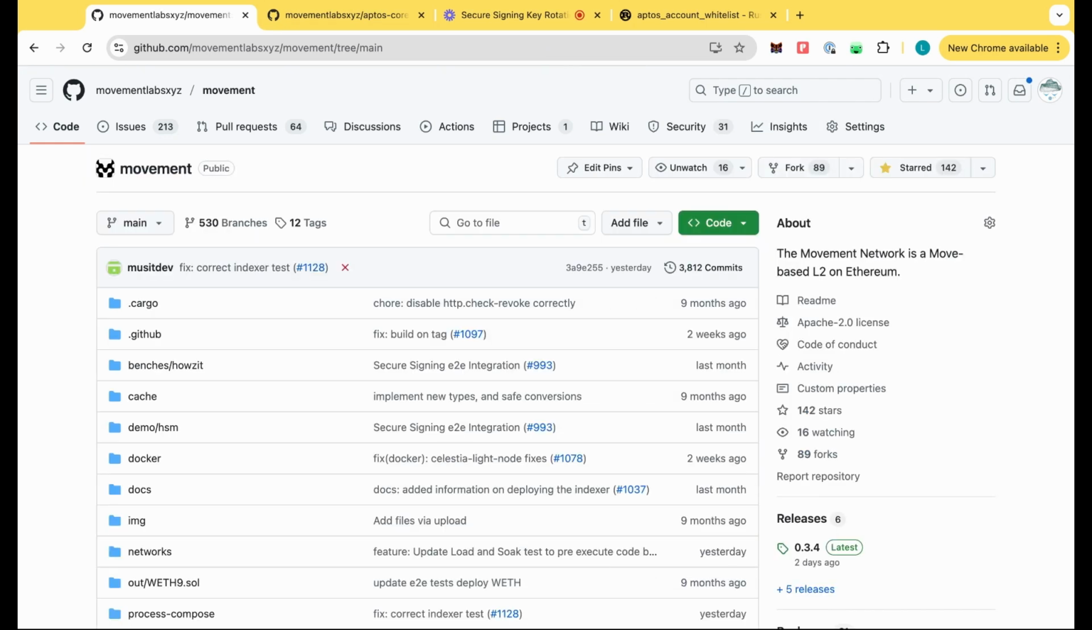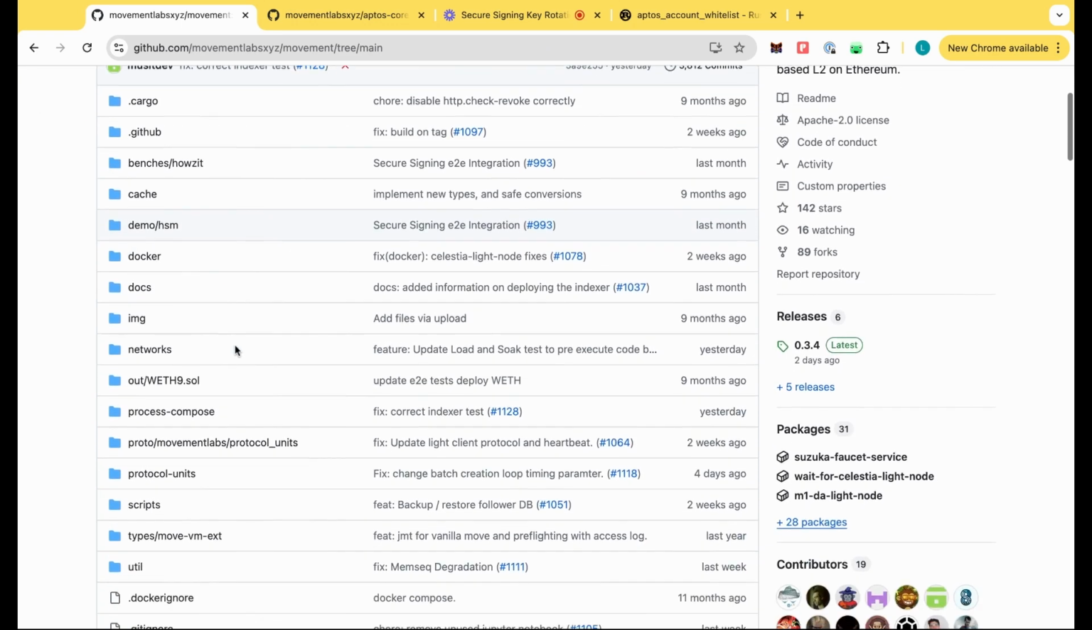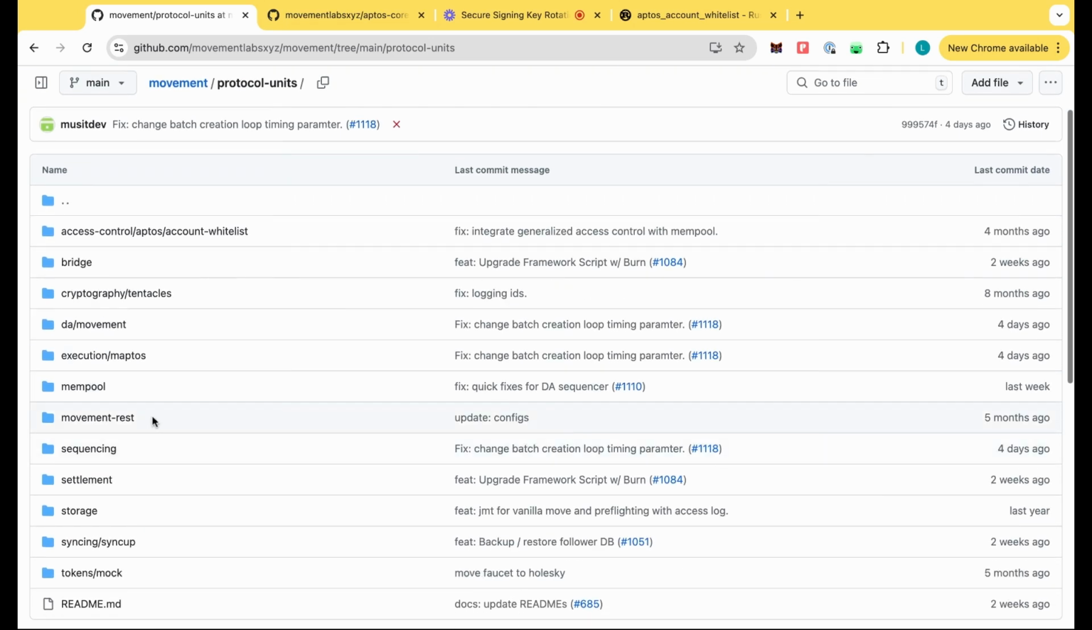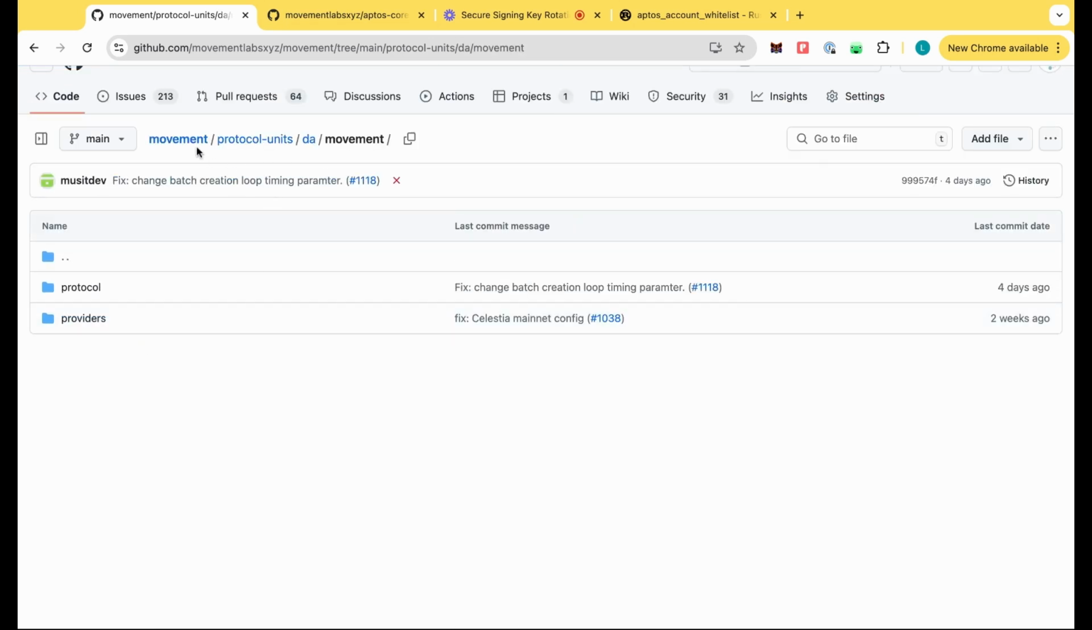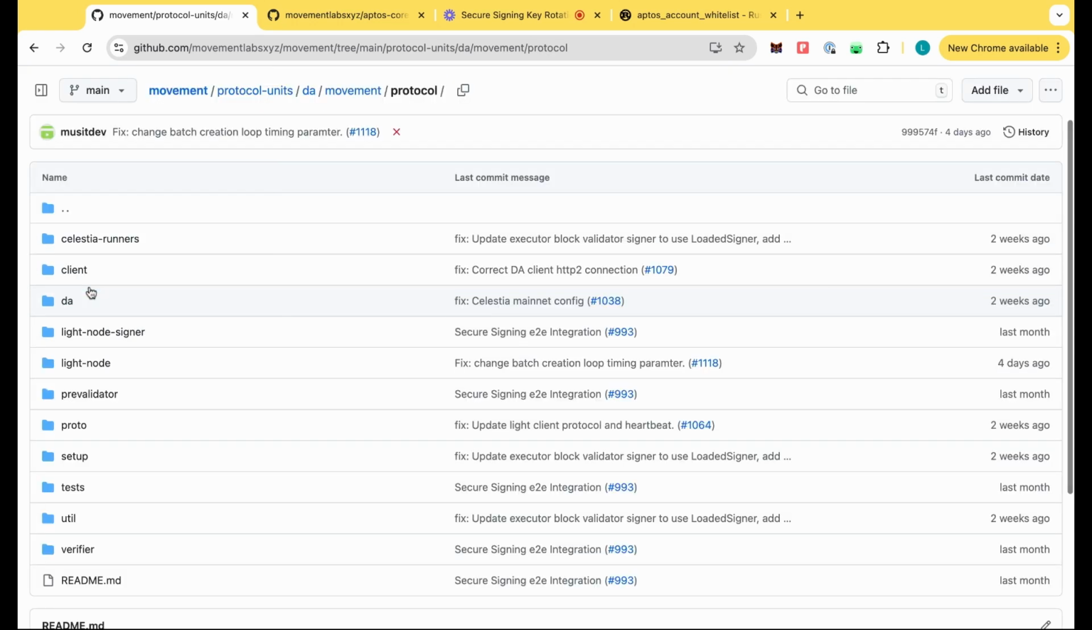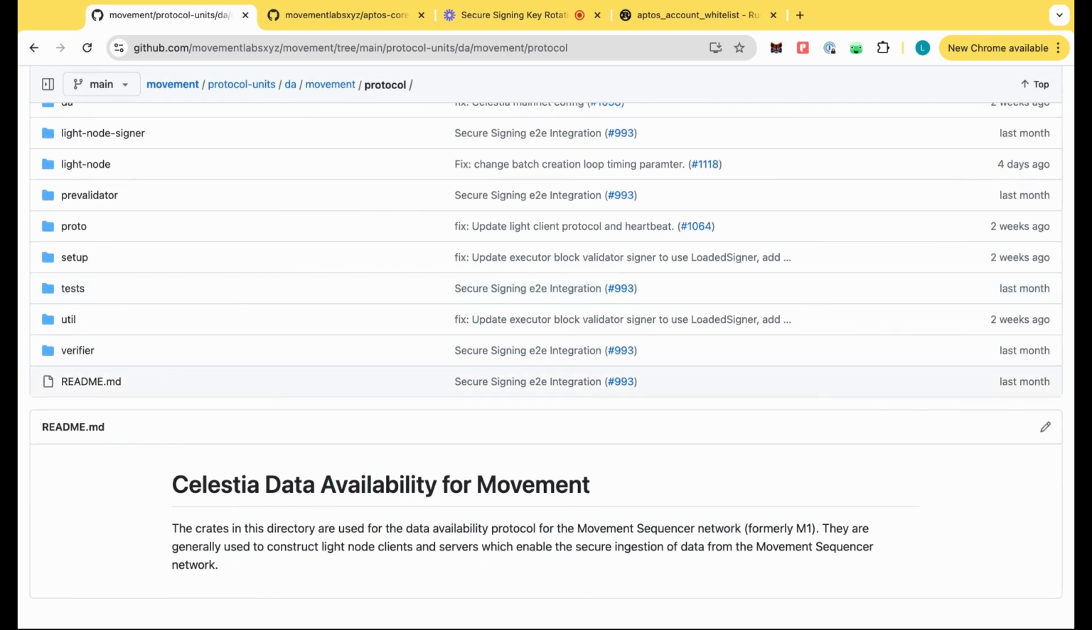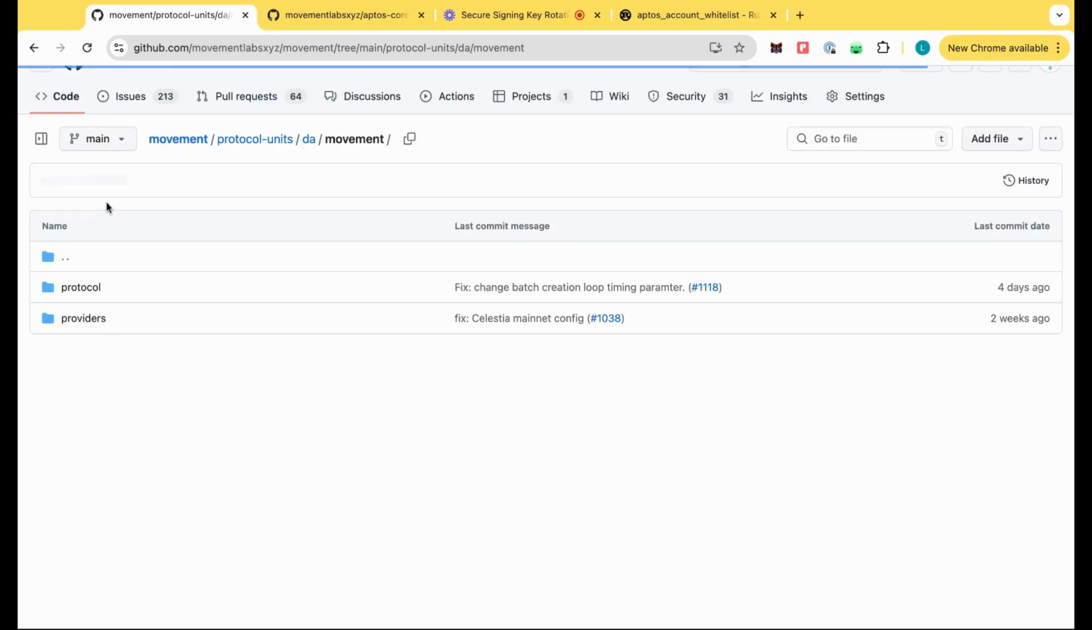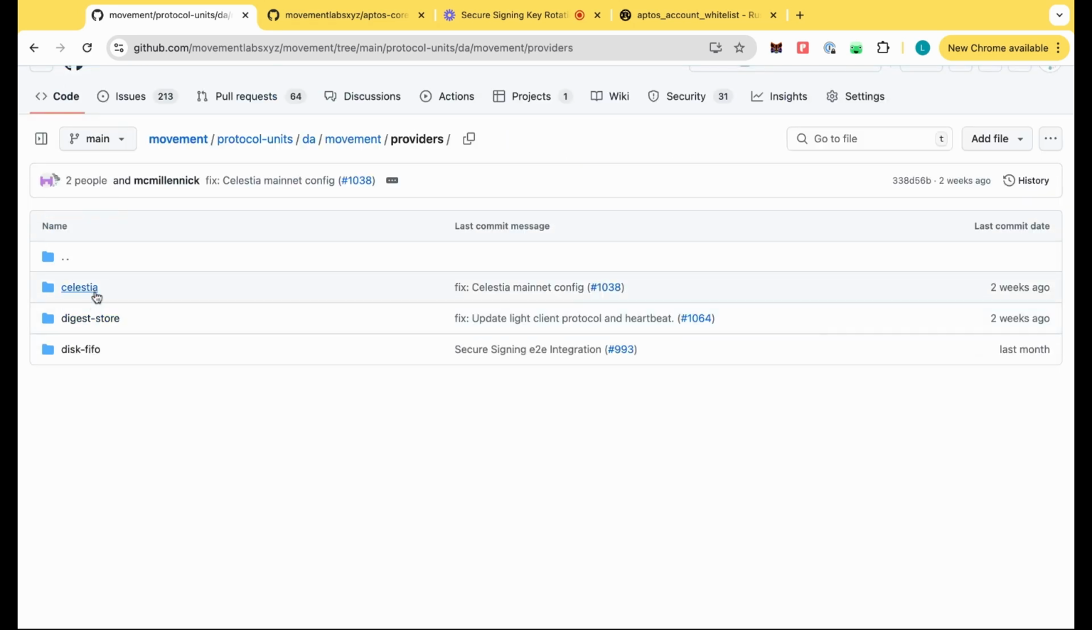So once the Movement full node processes transactions in that transaction pipe, it sends them on to our DA node. And so the DA node is essentially defined in this protocol units DA Movement subdirectory. There's a protocol directory which really describes a generic version of our sequencing and data availability stack. And then there's a providers subdirectory which contains the Celestia implementation, as well as a few composable implementations.